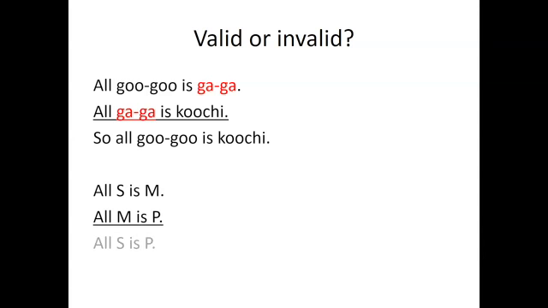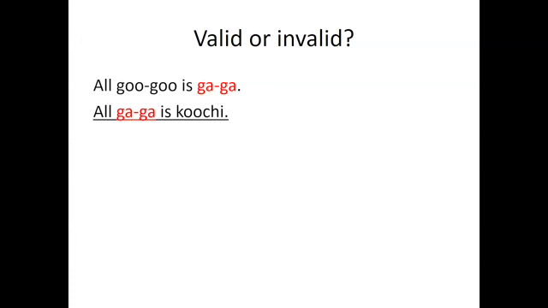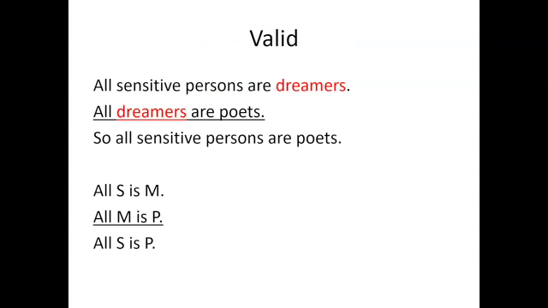Right. This is of the form, all S is M, all M is P, and all S is P. That's the form of this argument, once we abstract from the nonsense content here. And what I want you to notice now is that this is the exact same form as the previous argument. So let's go backwards. That one, which we already said was valid, is of the form all S is M, all M is P, so all S is P.